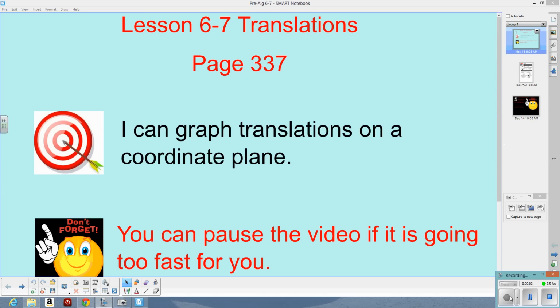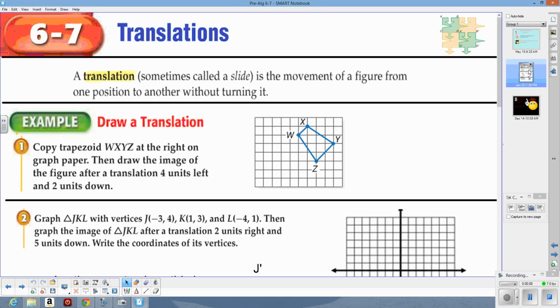In Lesson 6-7, you will graph translations on a coordinate plane. A translation, sometimes called a slide, is the movement of a figure from one position to another without turning it. You will once again have a figure that is congruent to the original. Up here in the corner, you can see an example of a translation. If you look at this upper left corner, this figure is slid to a new position to form all of the other pieces of that puzzle.